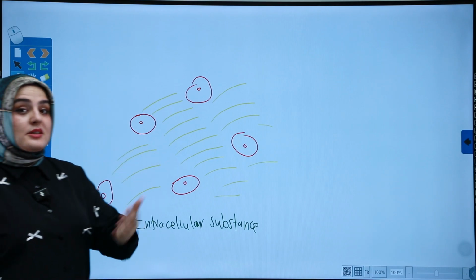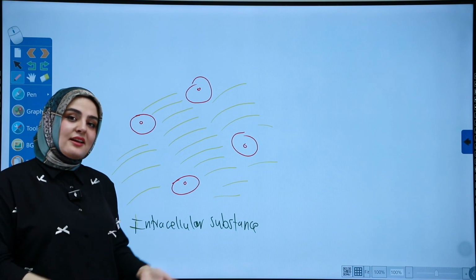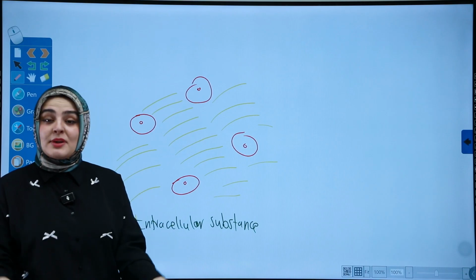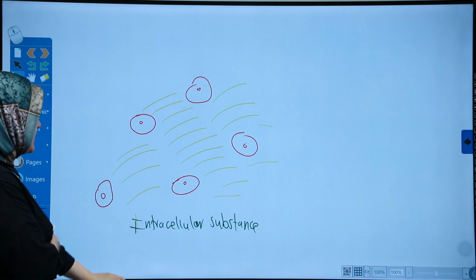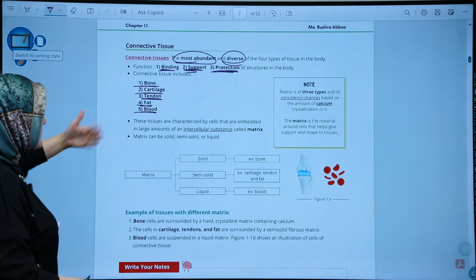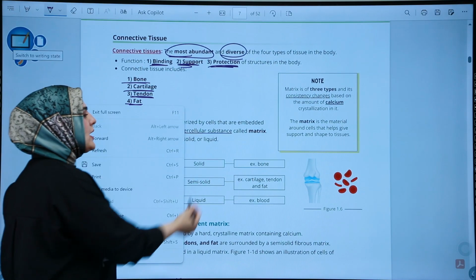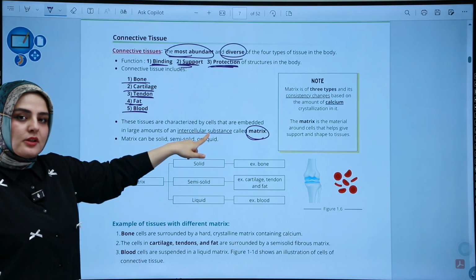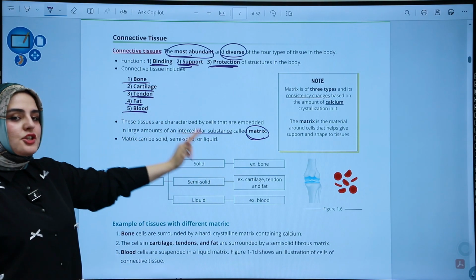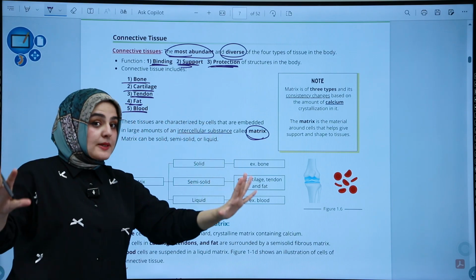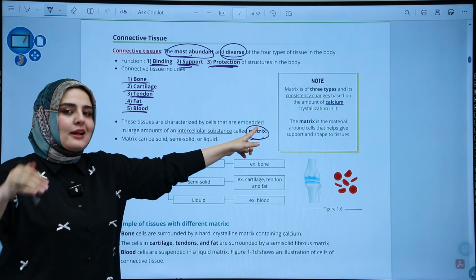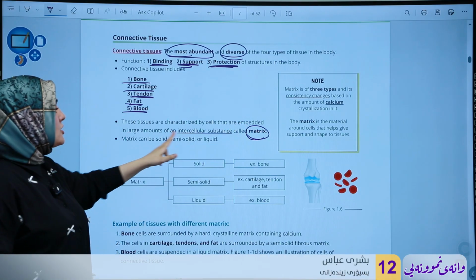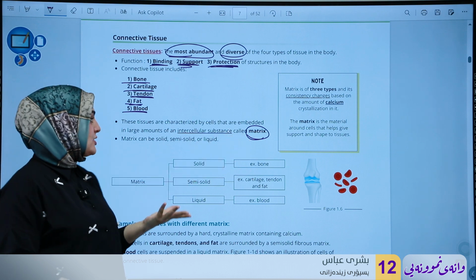One example of it is blood. Blood is a connective tissue. See, blood is a tissue, a connective tissue that is made of a liquid substance in between the cells. Since we're saying substance, shouldn't we name it? So we call this substance matrix. What do you call it? We call it matrix. Again, these are tissues that have large spaces between the cells. They're embedded, sunken inside it. Large amounts of intracellular substance called matrix.